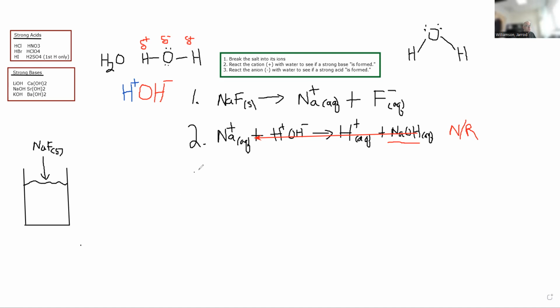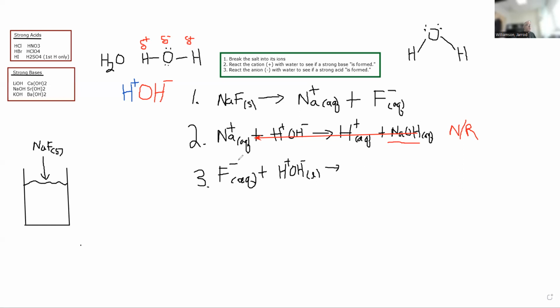Step three, fluoride ion, right? That's the anion, the negatively charged ion, fluoride ion, aqueous, AQ. That's kind of sloppy there, but you guys get the idea. Plus, I reacted with water, the H plus, OH minus. That's liquid, by the way, right? It's water. And it's in a beaker, so it's clearly not water in a gas phase, right?